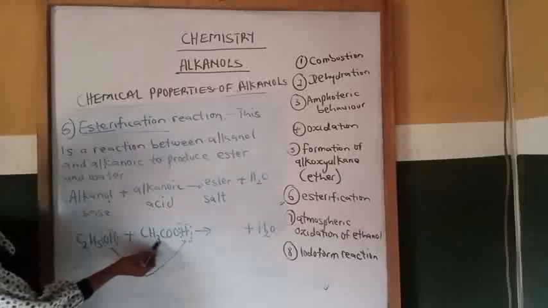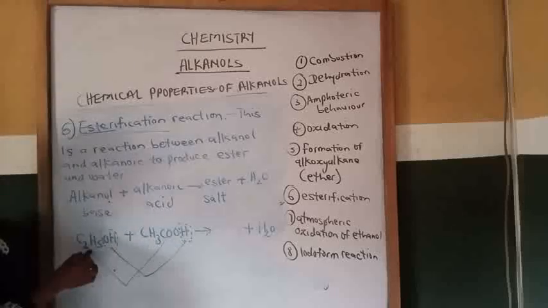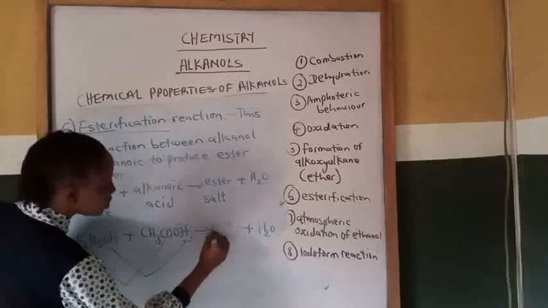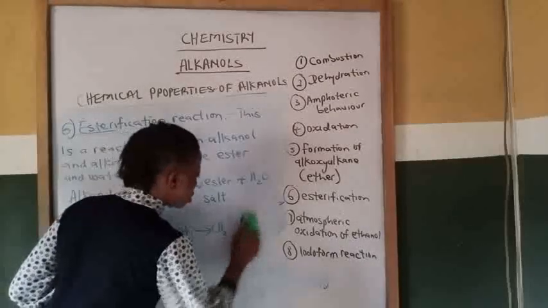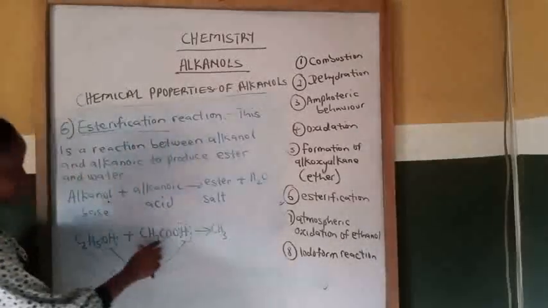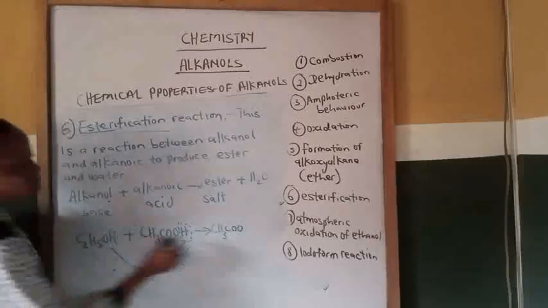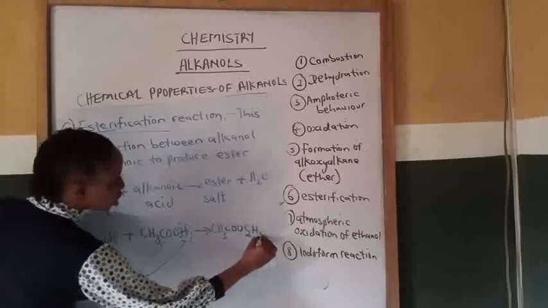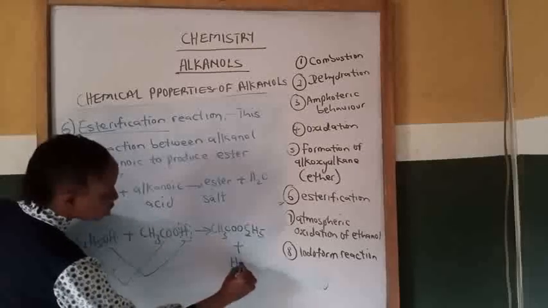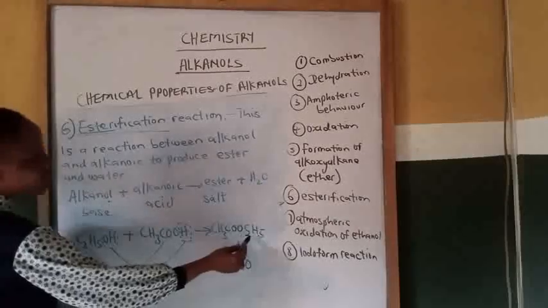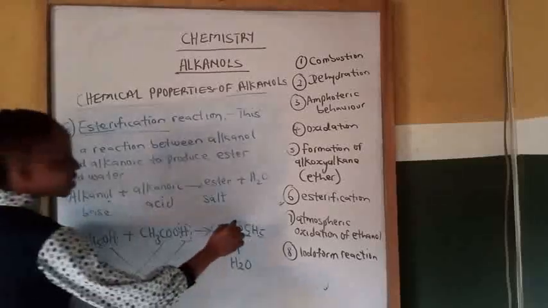Then plus, here we are left with CH3COO. So automatically CH3COO will combine with C2H5 to give us CH3COOC2H5, then plus OH plus hydrogen will give us H2O. So our product is now ester and water. So let's name this product.